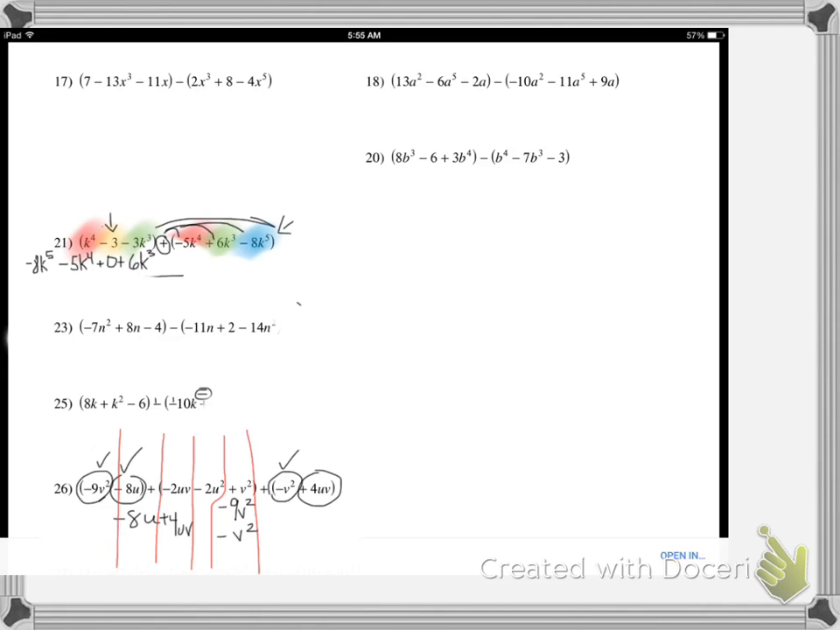These are my adding columns because I have the u's. I'll put it up here above the column. I have u's here. I have uv's here. I have u squareds here. And I have v squareds here. And they're all different. So what I like to do is a little double check to make sure I really did find a home for negative 9v squared right there.